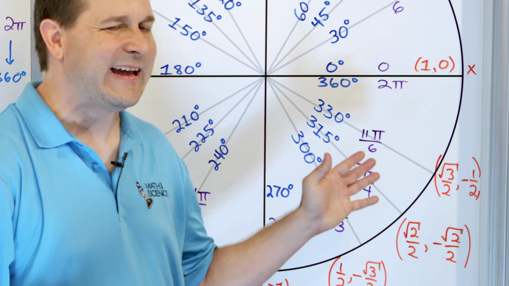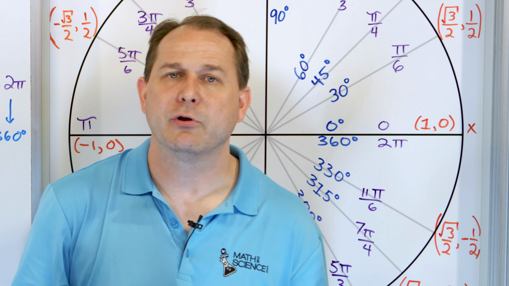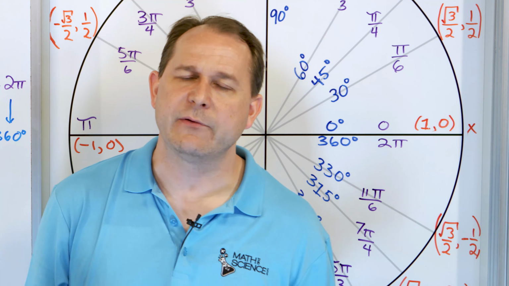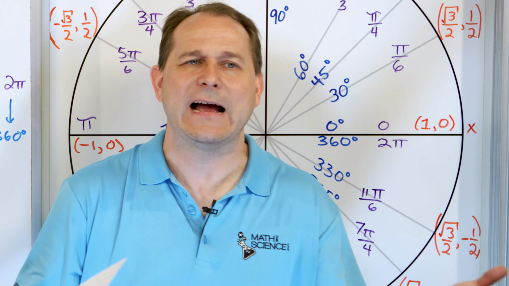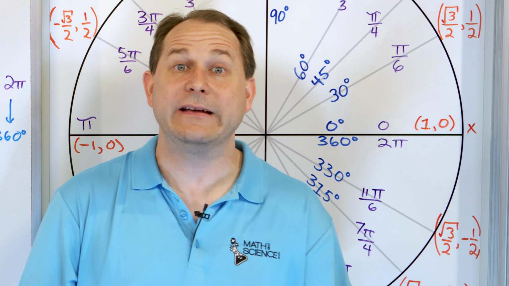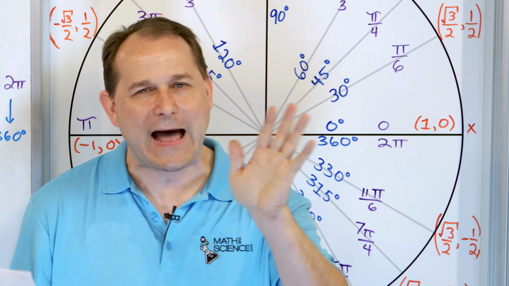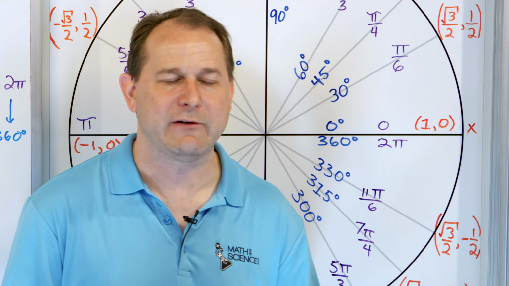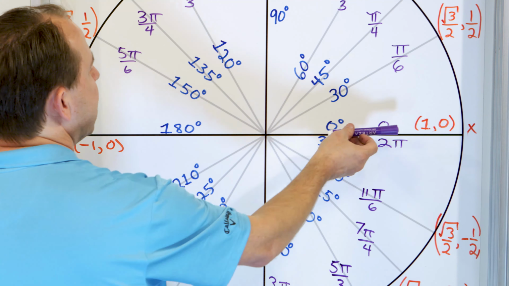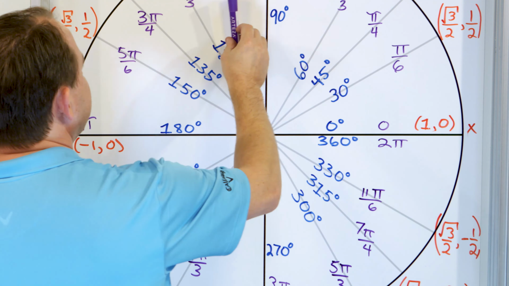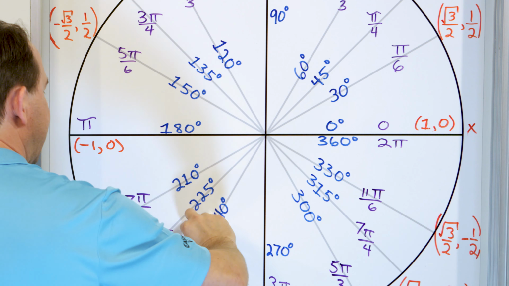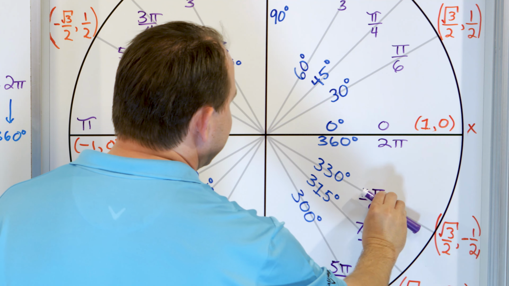So again, instead of trying to memorize this table, if I ask you, where is 11 pi over 6? What is the sign of 11 pi over 6? Or where is 11 pi over 6 on the unit circle? What quadrant is it? I don't need to remember that. I don't need to convert it to degrees to figure it out. I just count by pi over 6's. Pi over 6, 2, 3, 4, 5, 6, 7, 8, 9, 10, 11 pi over 6 is right here.